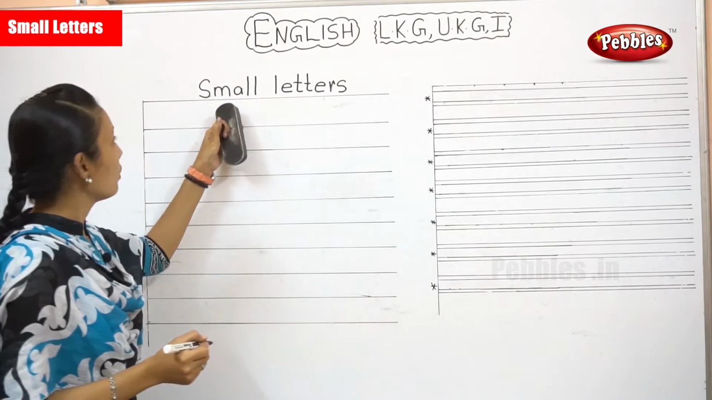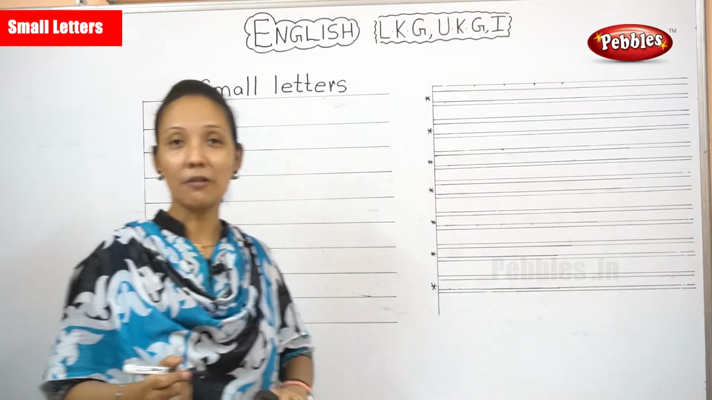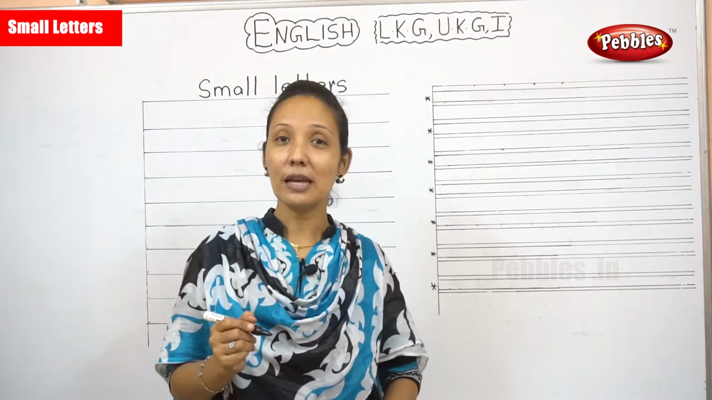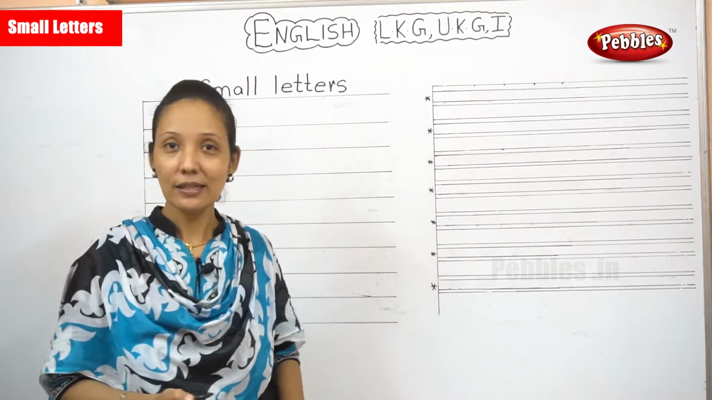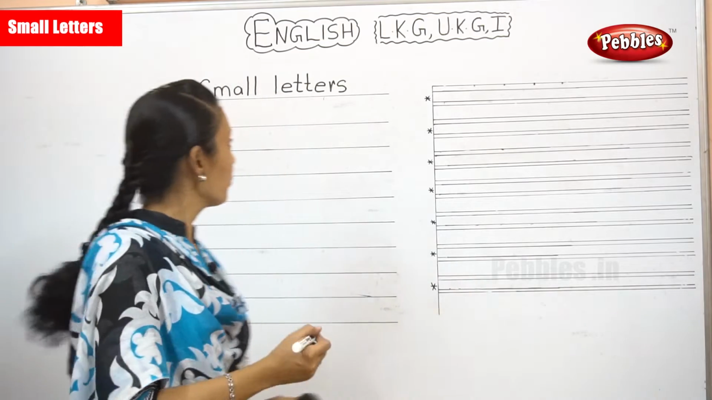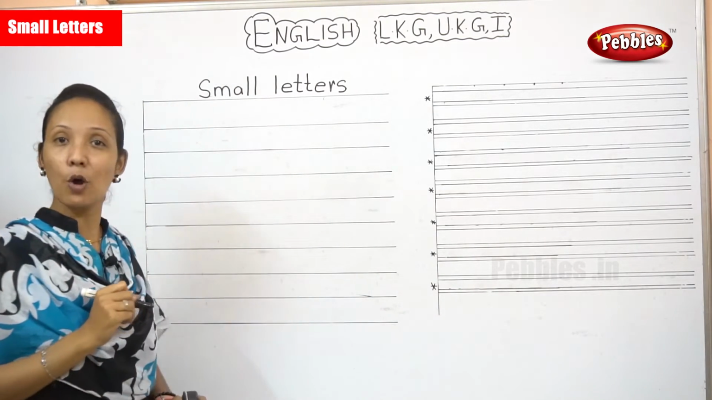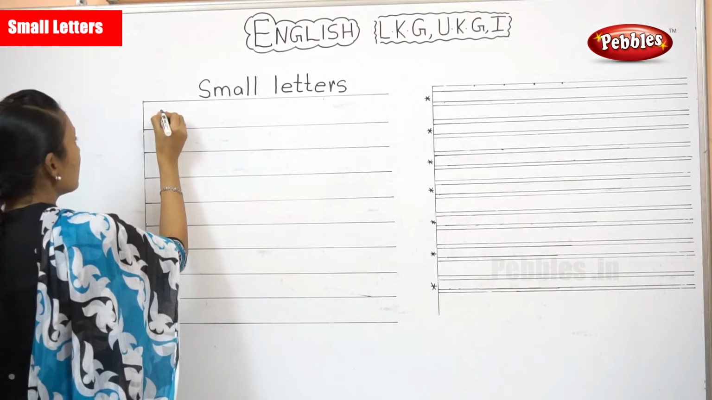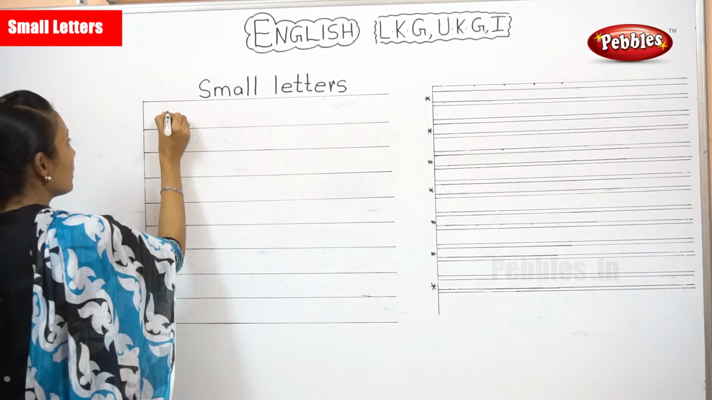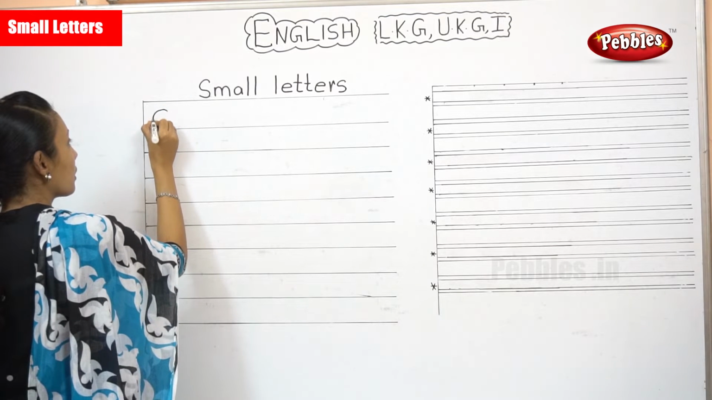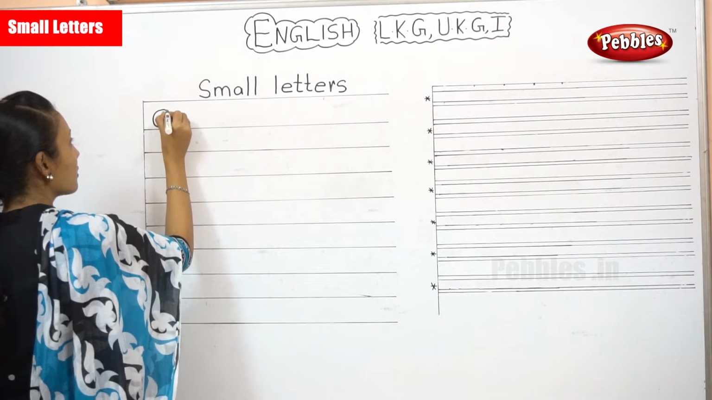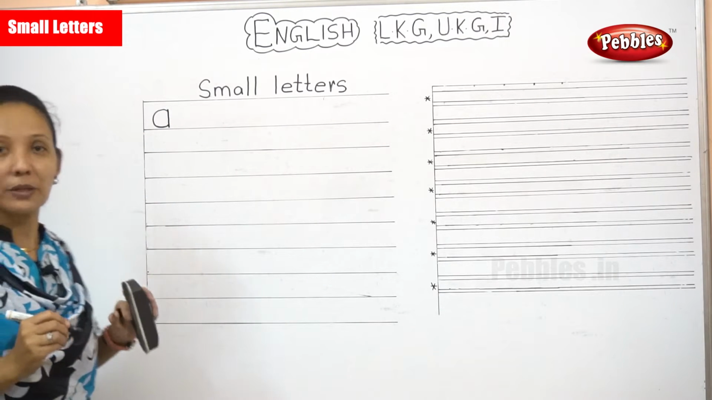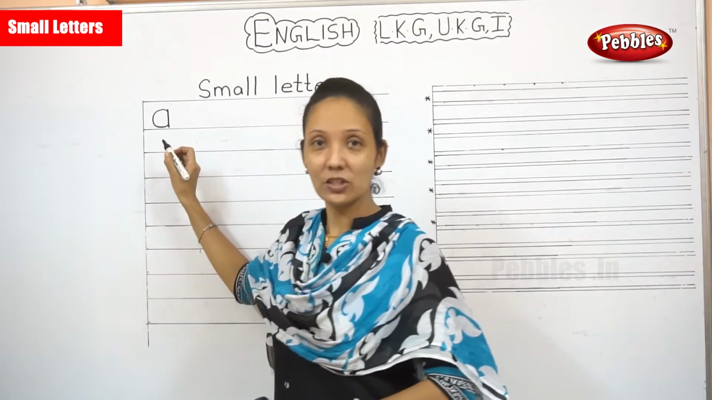Yes, so what is your first alphabet? What's your first alphabet, children? A. Yes. So first now we will learn to write your small a. See children, you learned your curve, isn't it? You learned this curve, so you give your curve and a straight line. This is small a, the small a.